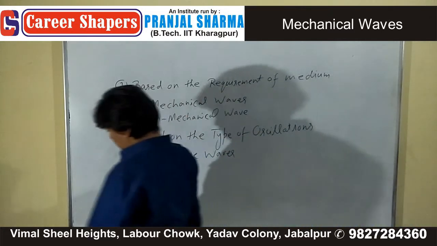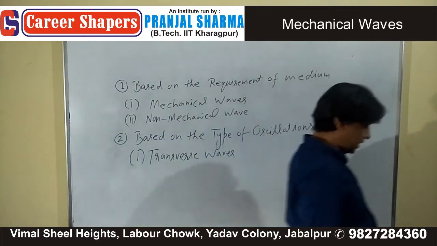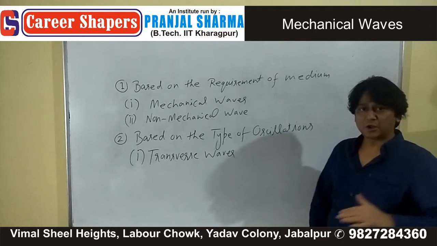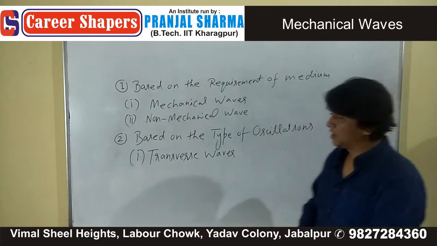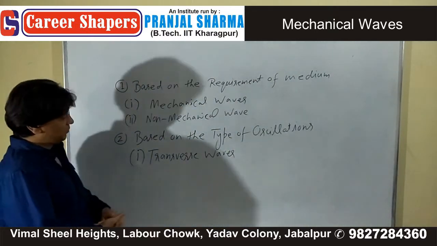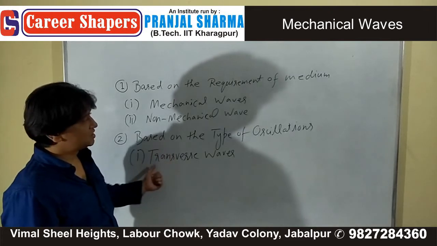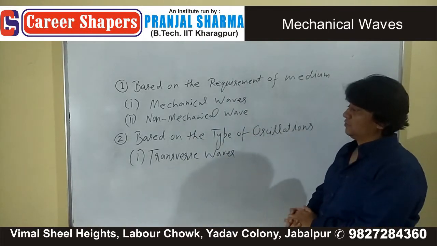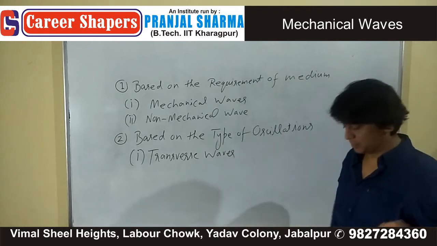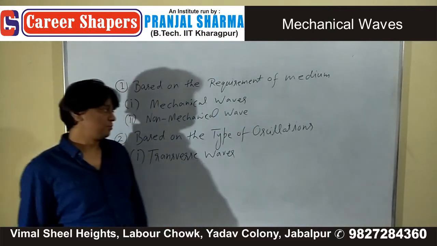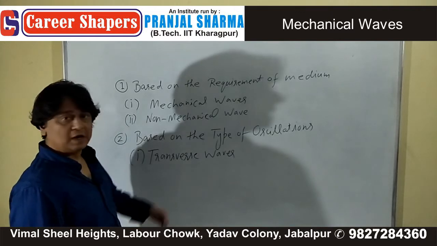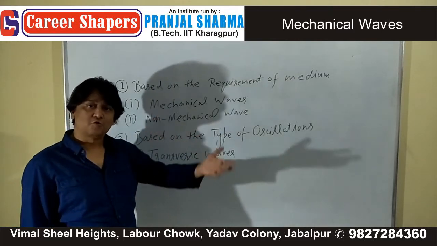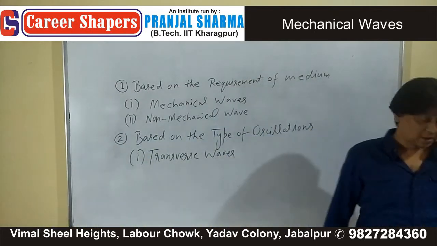Write down the statement. When oscillations take place perpendicular to the direction of wave propagation, then this type of wave is called a transverse wave. For example, waves produced in a rope. Next example is non-mechanical waves or electromagnetic waves. Write down the second example, electromagnetic waves.